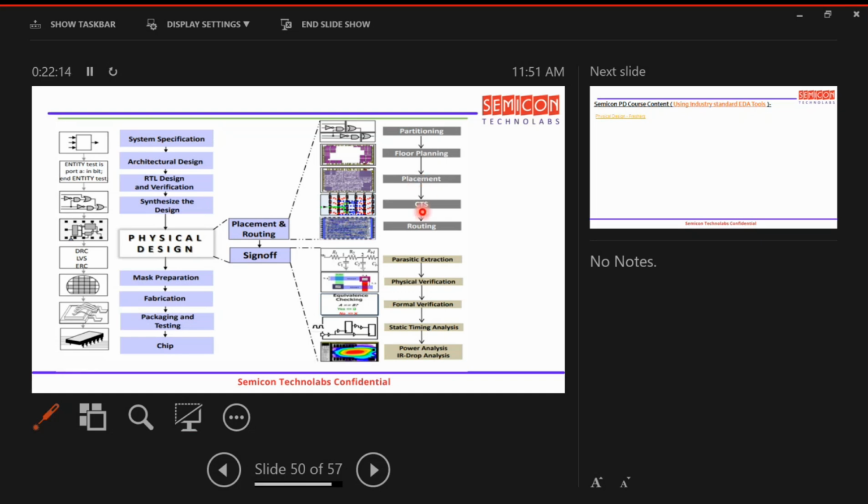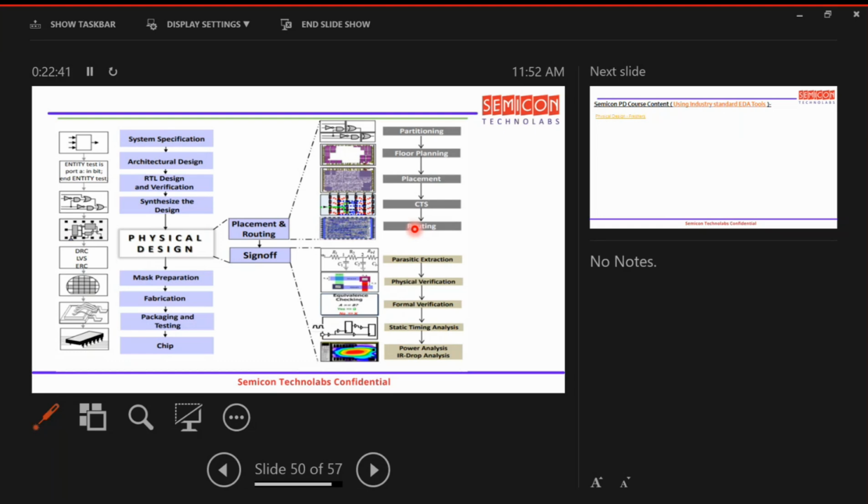In fact, in the CTS, we add the cells. So we add clock buffers, we add clock inverter pairs in order to meet the CTS requirement, but nowhere do we remove the existing cells. And in the routing stage, we do connections to these cells, inputs and outputs. Did I answer your question?